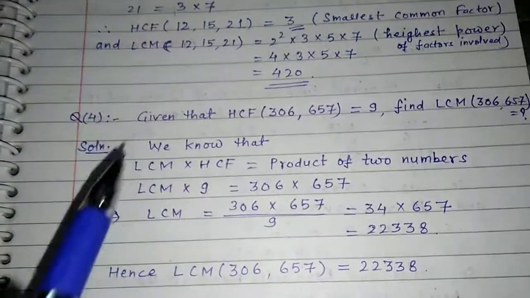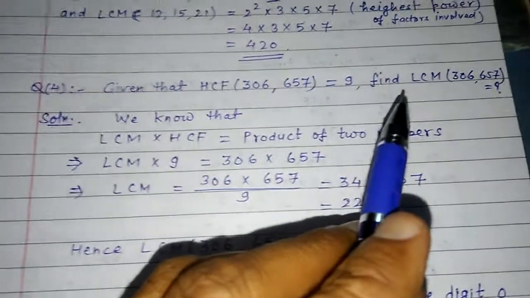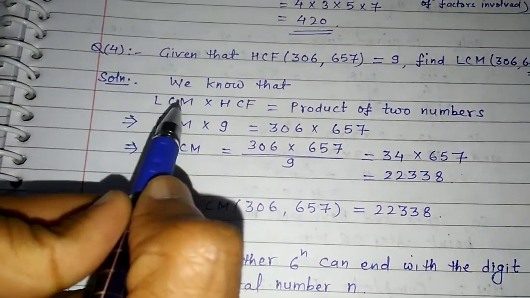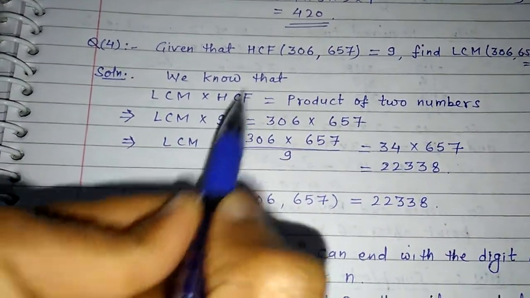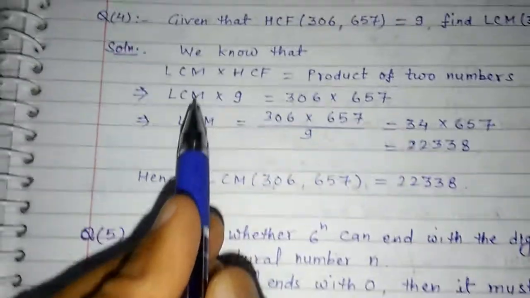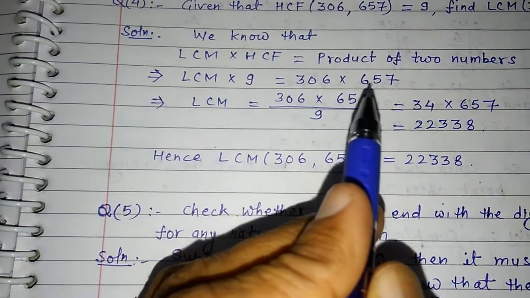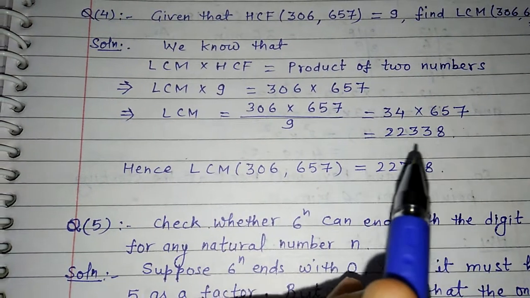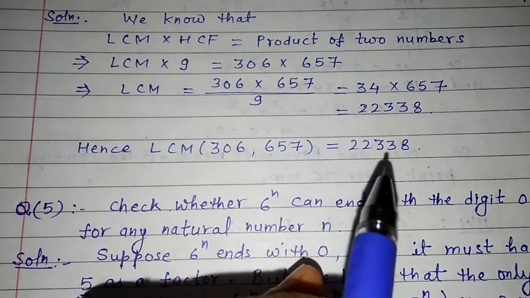Now question number 4. Given that the SCF of 306 and 657 is 9, find their LCM. By using the property LCM into SCF equal to the product of two numbers, here the SCF is given as 9, so replacing SCF by 9, LCM into 9 equal to the product of the numbers, and therefore LCM equal to 306 into 657 divided by 9, that is 22,338. So the required LCM is 22,338.